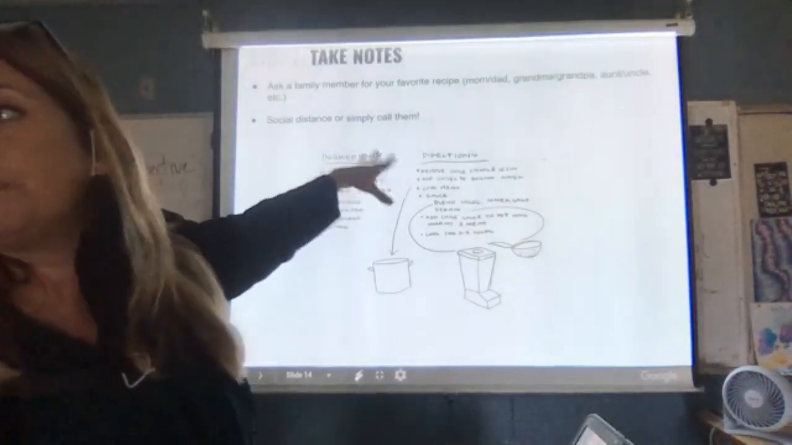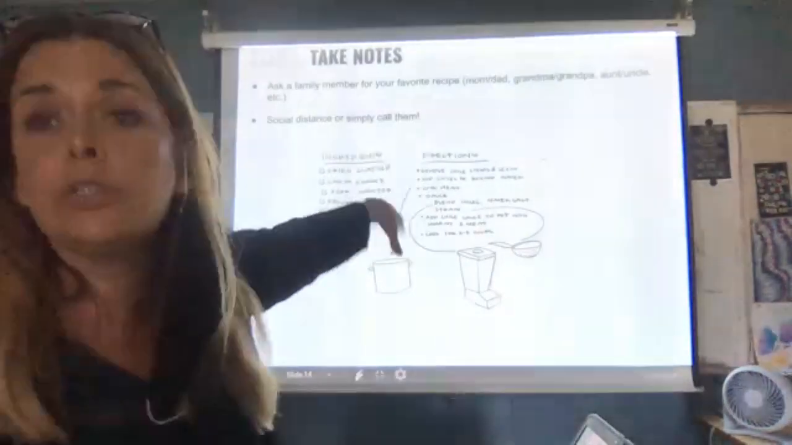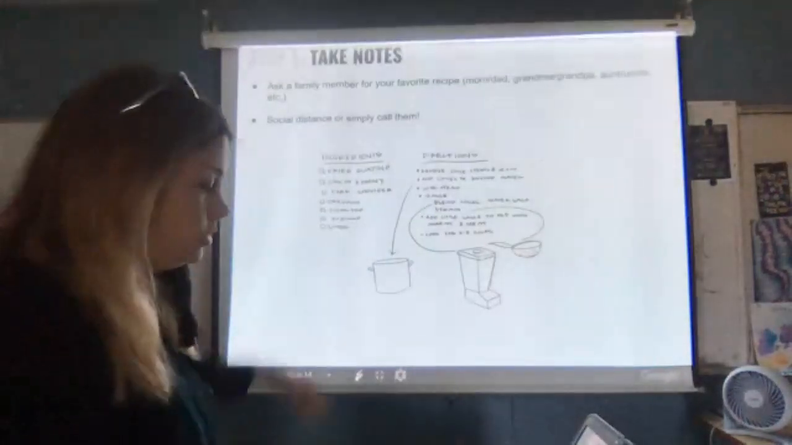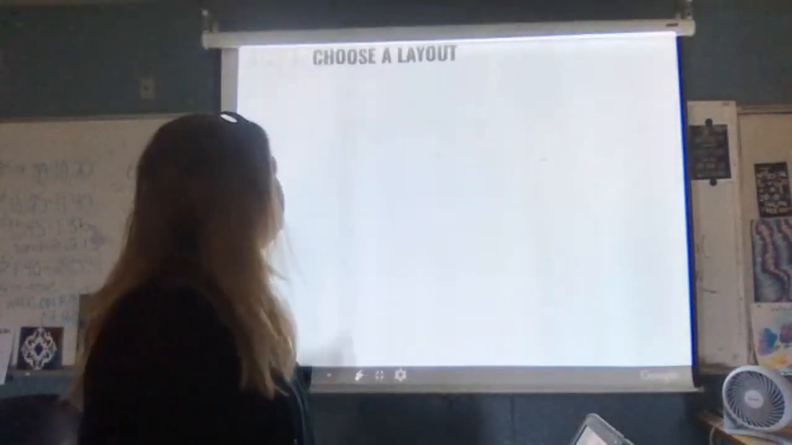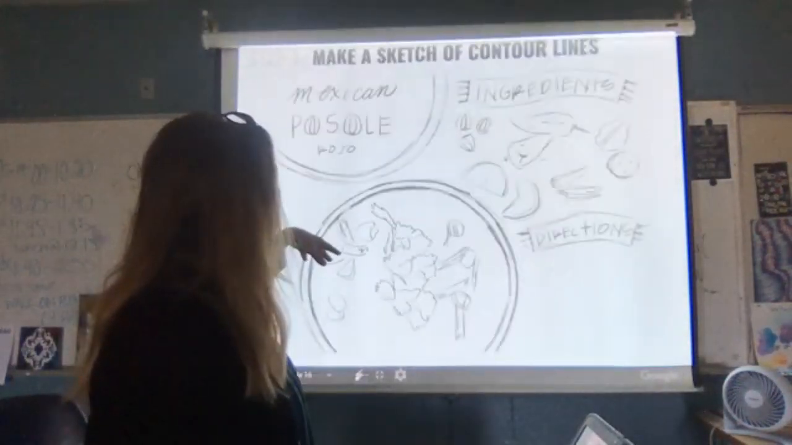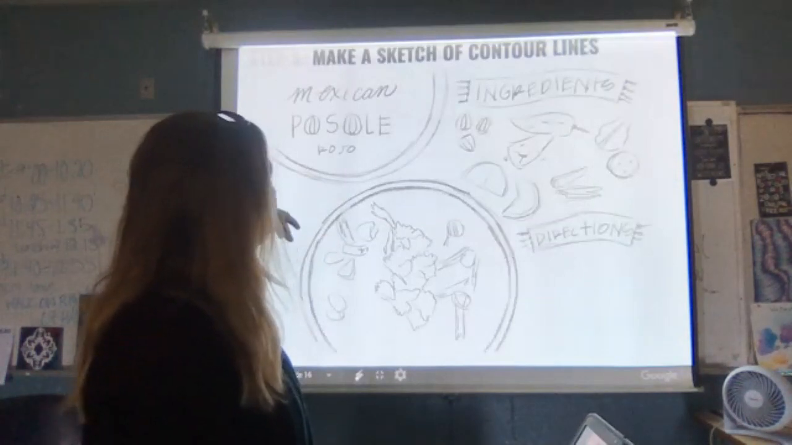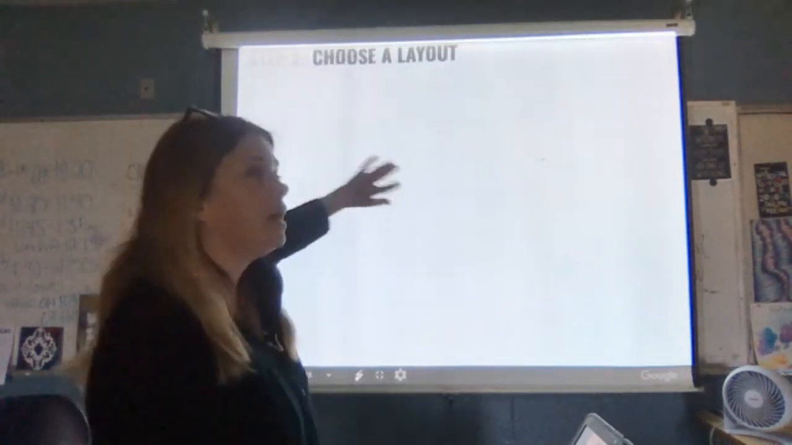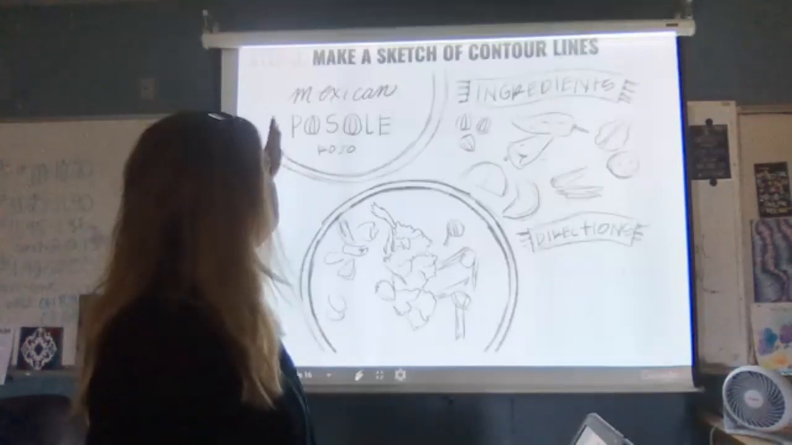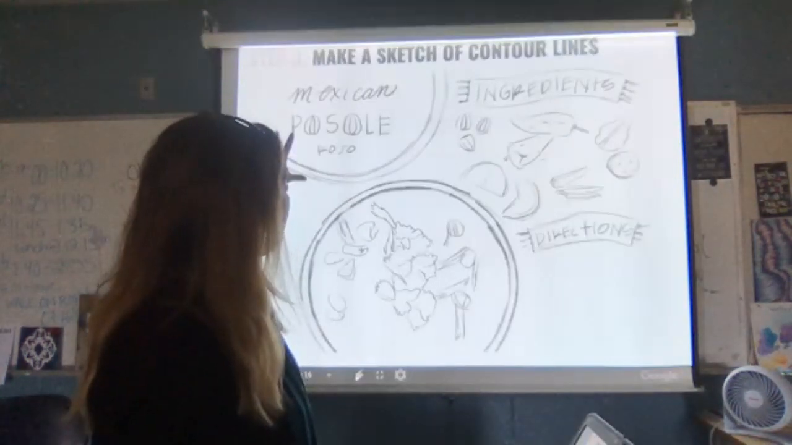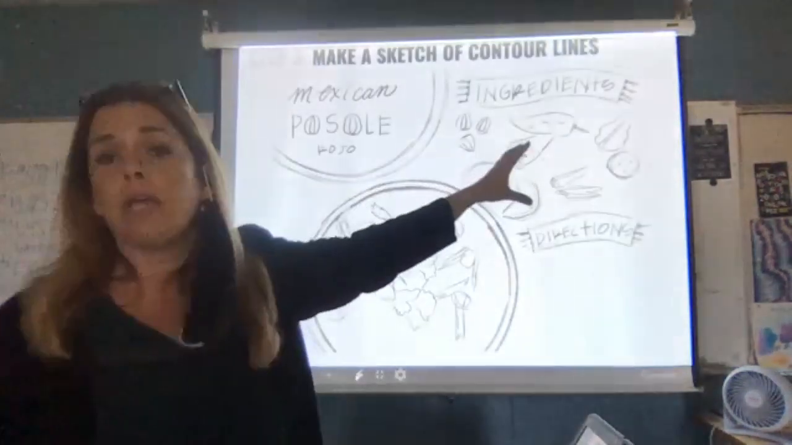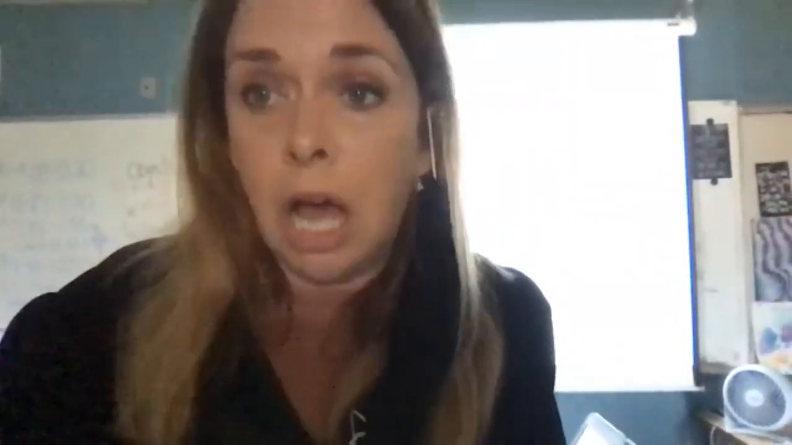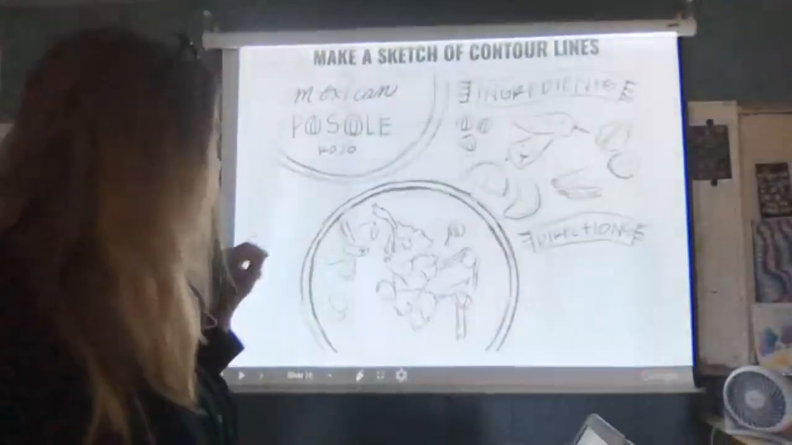These are just your how to prep, how to get going. These are just your little sketch notes and the directions. And then you're going to figure out which way you want to do it. Are you going to do a comic type of thing? Or are you just going to draw it all out? Then you're going to make sketches of contour lines. All you're doing is drawing contour lines. We've been doing that since this school started. We've been drawing contour lines of ingredients. It's very, very easy. Contour lines, the directions.